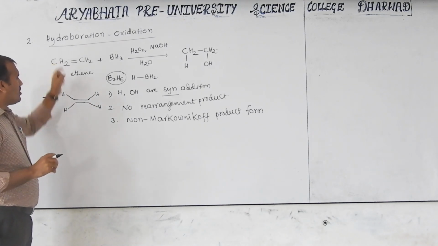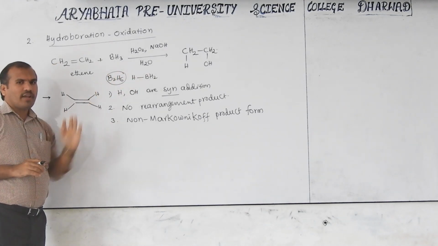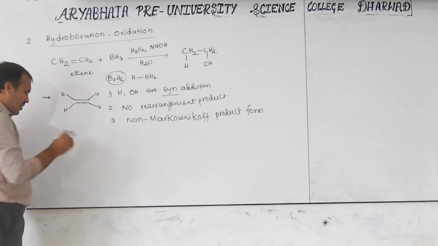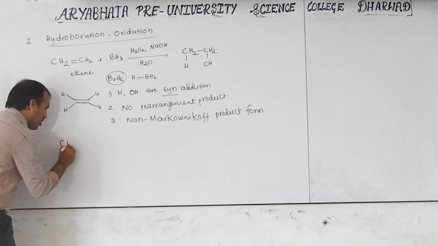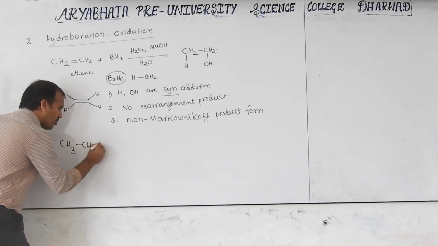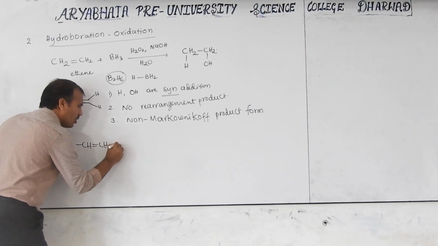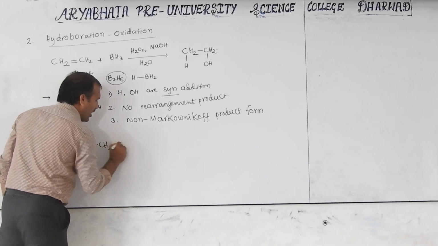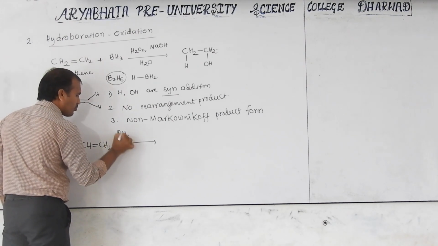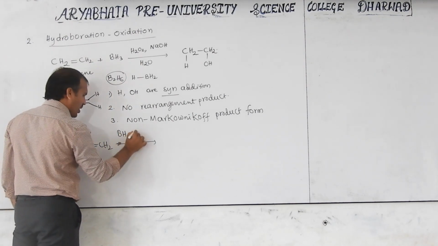This is a very simple argument, so there is no difficulty here. Now, the example we discussed last time, if I write the same example here: CH3CH=CH2 reacts with BH3. Next, H2O2.